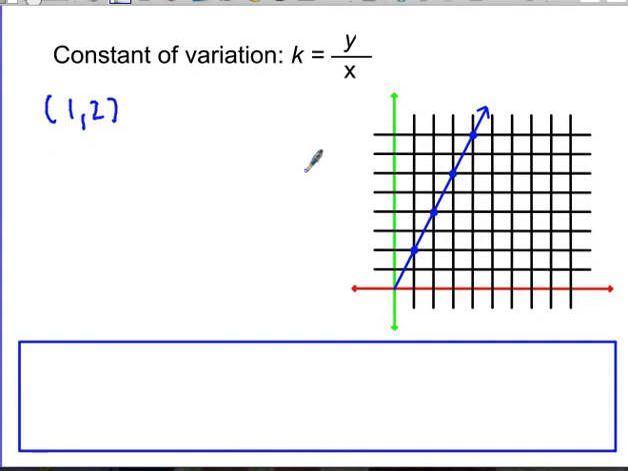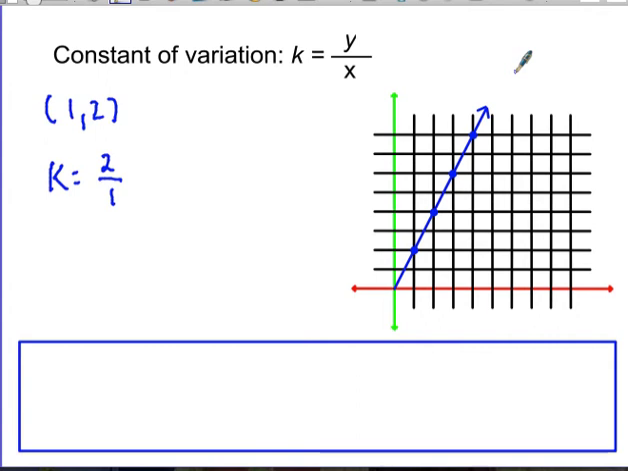If it goes through the origin, that tells you that it's proportional, but you can't use the origin as your point to show the constant of proportionality, because that would just be 0 over 0 and that doesn't tell you anything. Okay, so k equals what? 2 over 1. So that is the constant rate of change, the constant of proportionality, the constant of variation, all the same thing. That's all those things wrapped up into one.